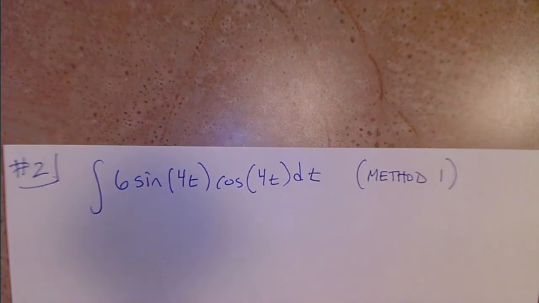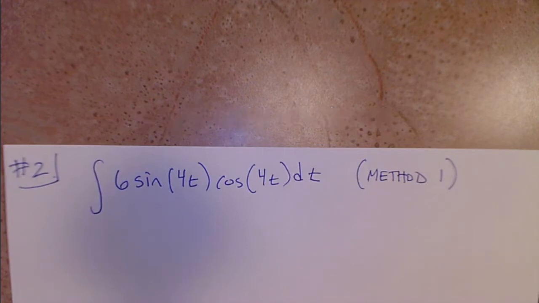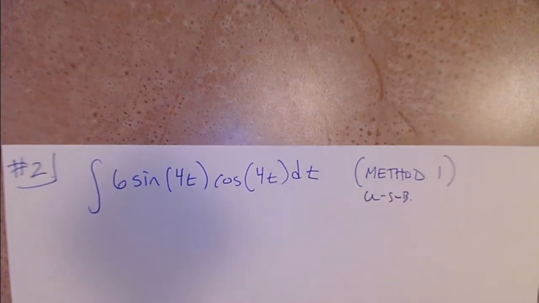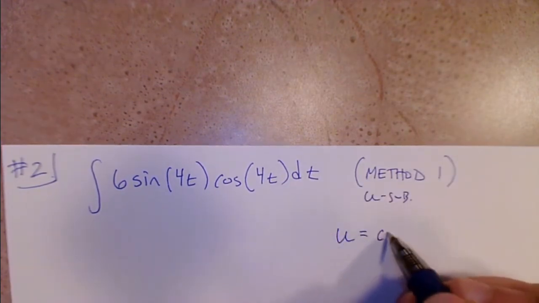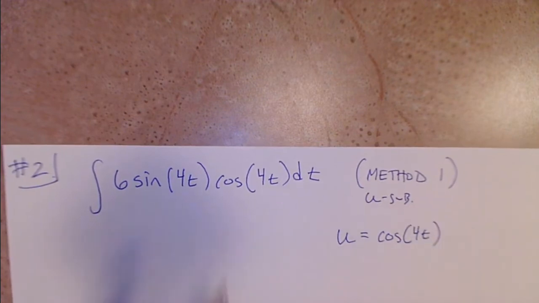All right, next on the list is this integral right here. We called it number 2. I'm actually going to do it 2 different ways. First, I'm going to do a u sub. The reason is I'm going to call u cosine of 4t. That's that piece right there.